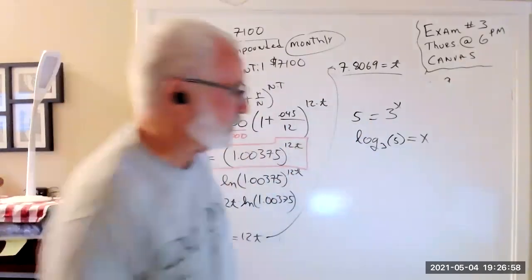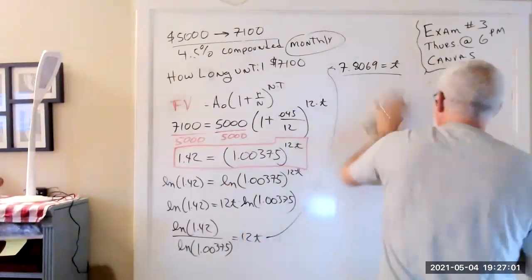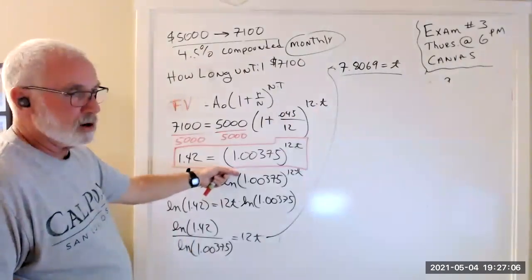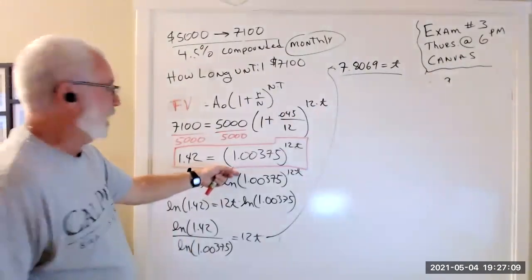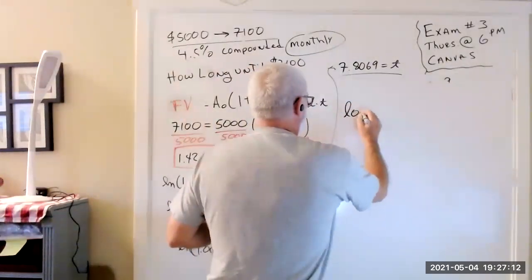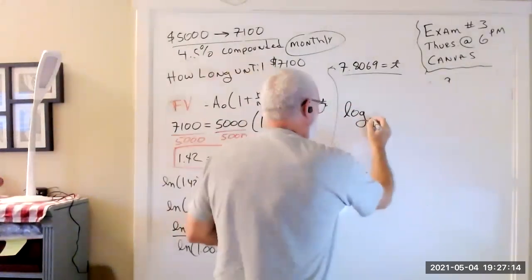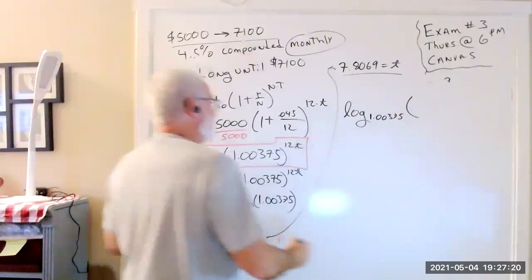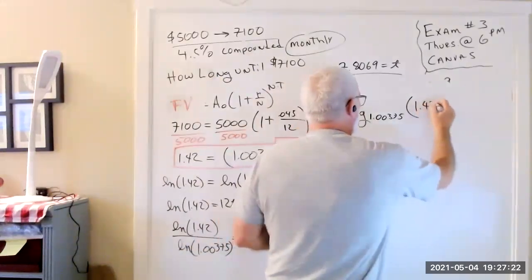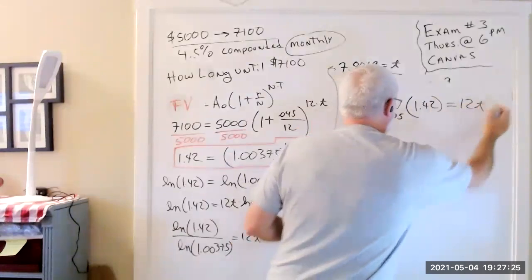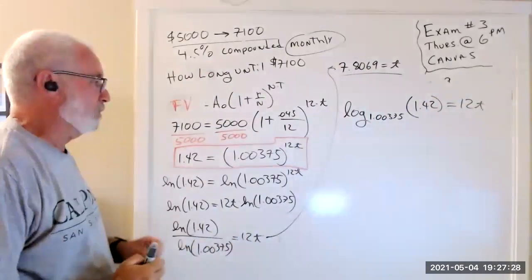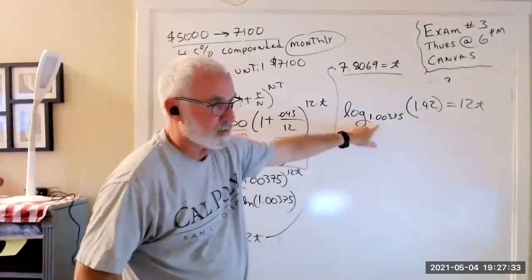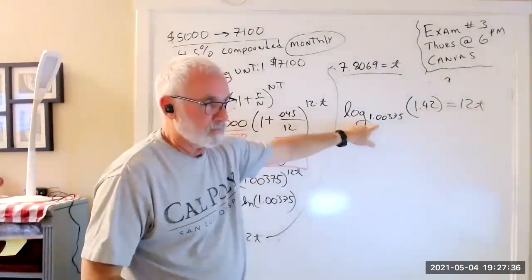Well, it's kind of messy, what Lindsay suggested, but if we look right here and apply the bra-bar rule, that's going to be the log base 1.00375 of 1.42 equals 12t. The base of the exponent and the base of the logarithm are the same thing.